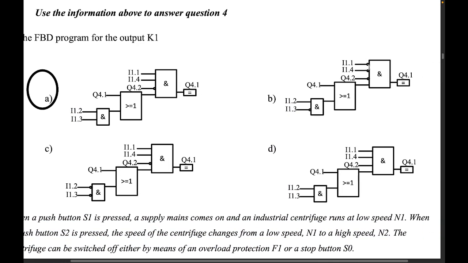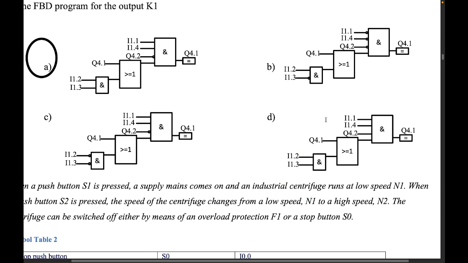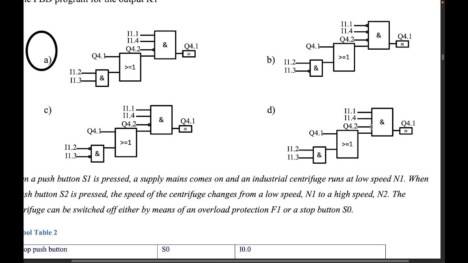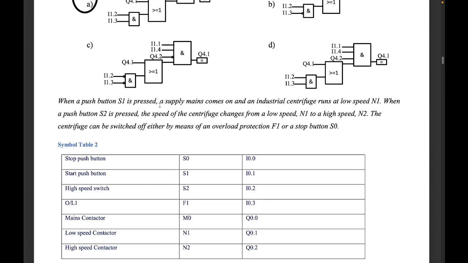The answer can't be this, because the stop and the overload must not be zeros, they must be 1. This shouldn't be negated. And then also this one is wrong, because it has to be negated. This is wrong too, because this has to be 1 for it to work. So the answer is A. So you see, you just have to always think around it.